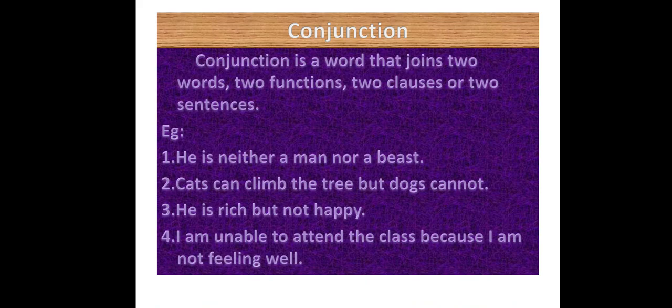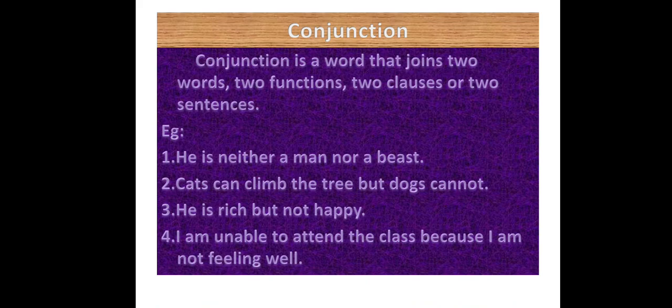For example, he is neither a man nor a beast. Here, we are going to tell that he is not a man. And another sentence is, he is not a beast. He is not a man, and he is not an animal either, we are telling. But instead of using two sentences, by using neither and nor, we have joined these two sentences, and there is no damage to the meaning either.